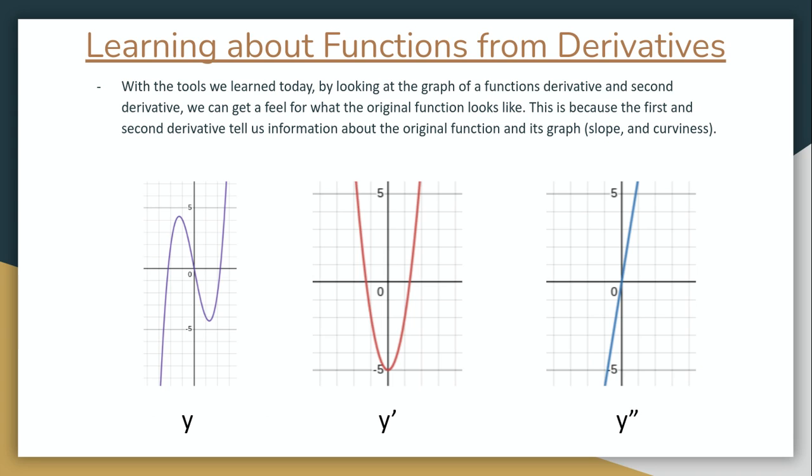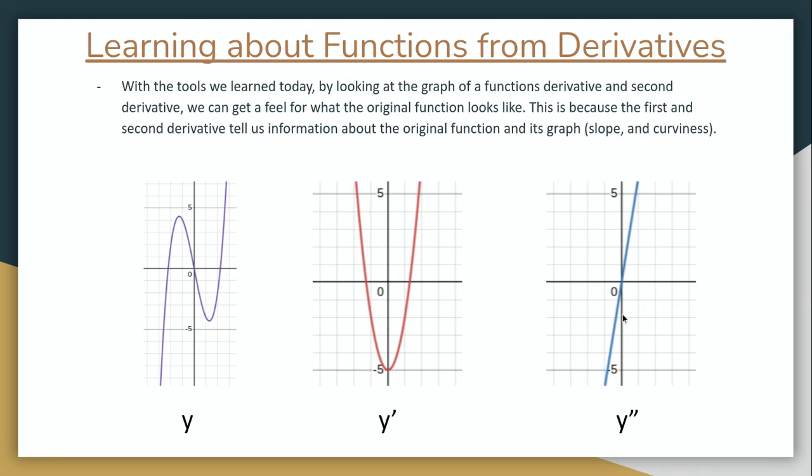This is because the first and second derivative tell us information about the original function and its graph, right? The second derivative tells us information about the function's curviness, and the first derivative tells us information about the function's slope. So if I put my hand over the graph of y, the first function, and just showed you the first derivative and second derivative function, you can already get a feel for what it's going to look like.